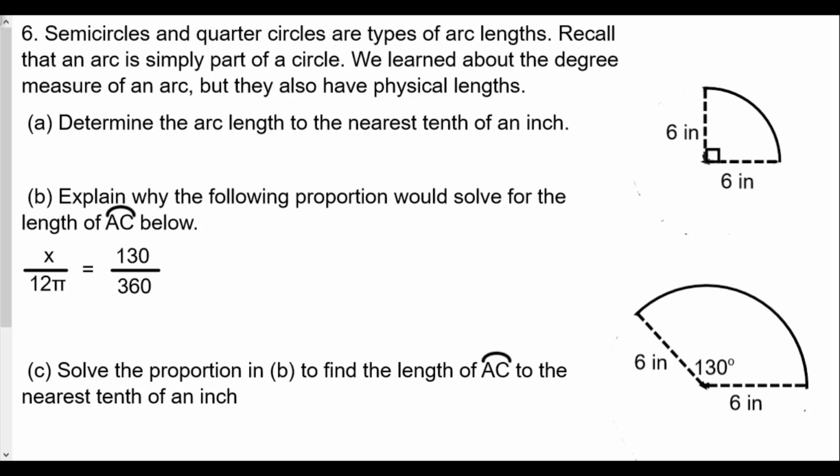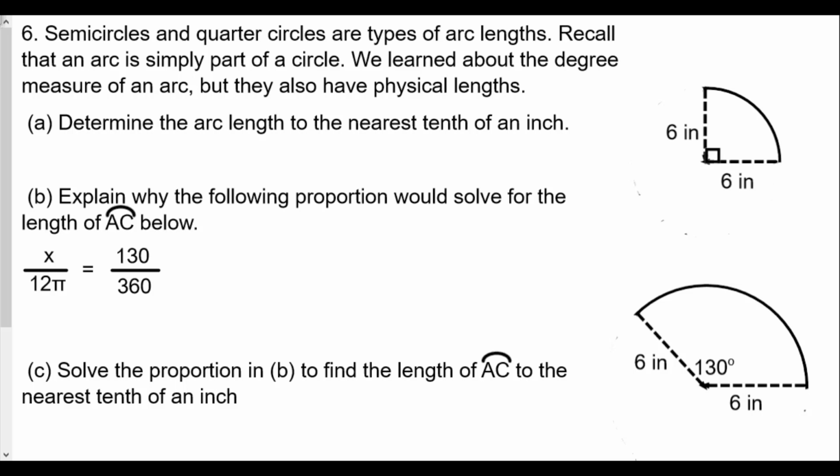And so we have the following. We have a quarter circle where the radius is 6 inches, and the arc is intersected by a 90-degree angle, and so the central angle is going to be the same measure as the arc intersected.